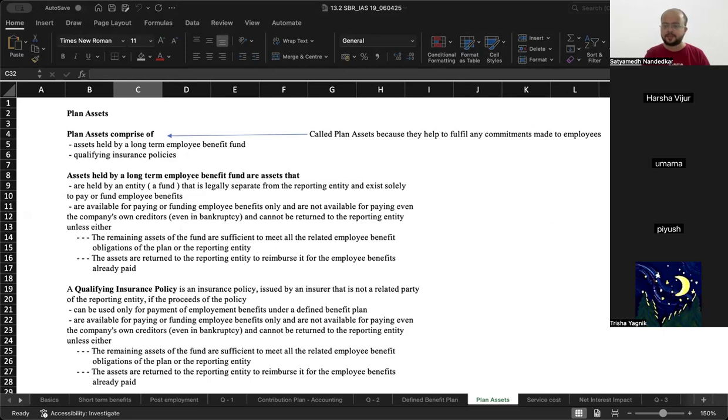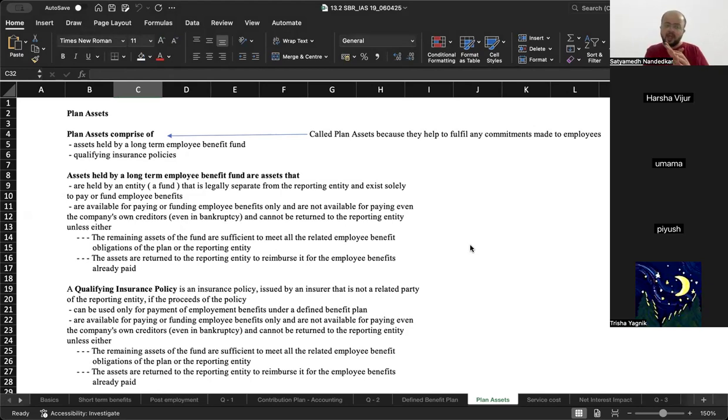Anything else? What is past service cost? Past service cost is basically an amount that, for example, till the current year, you were supposed to pay a provident fund benefit of 10% to your employees. What happened is that the company made some changes retrospectively.